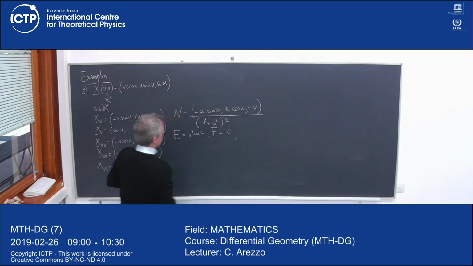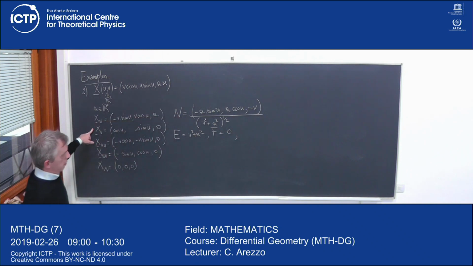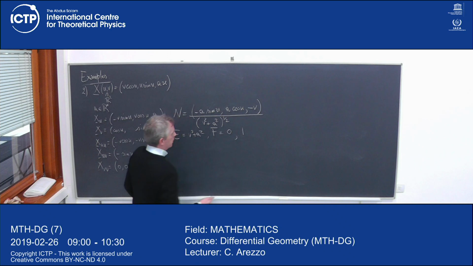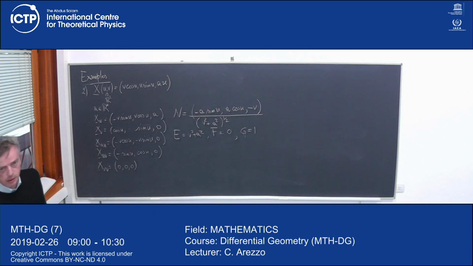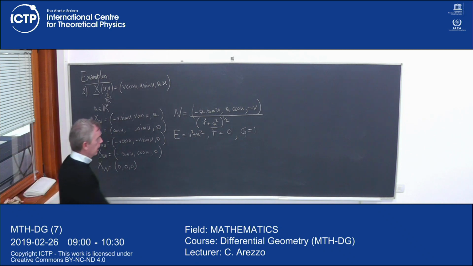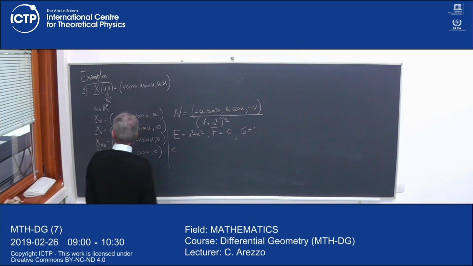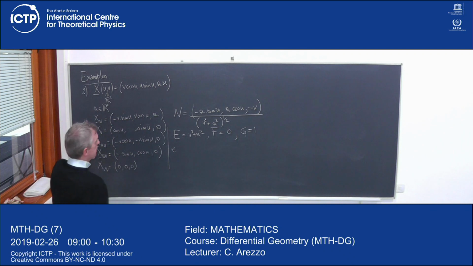Good. So g is equal to 1. Okay, so I got two constants for free. Now little e is this times this.